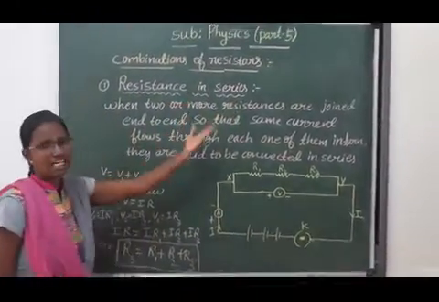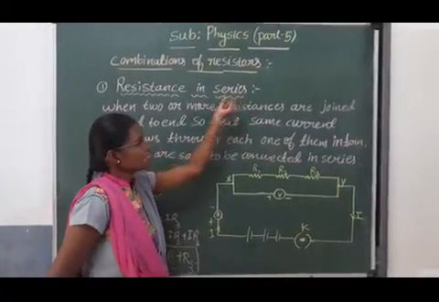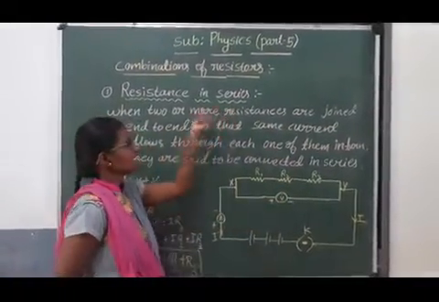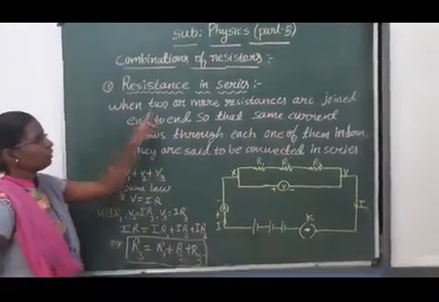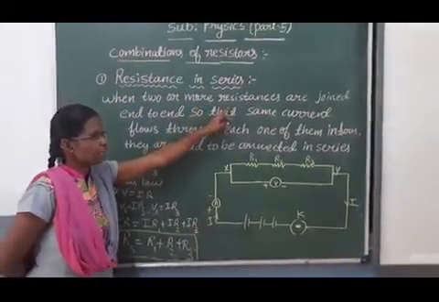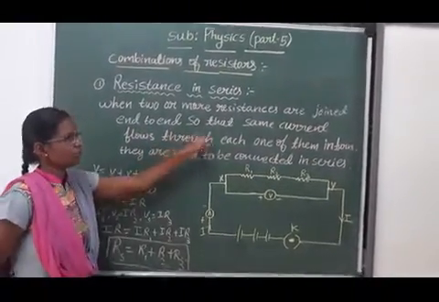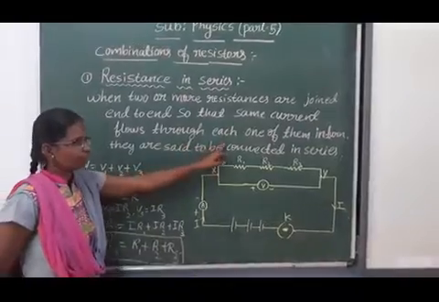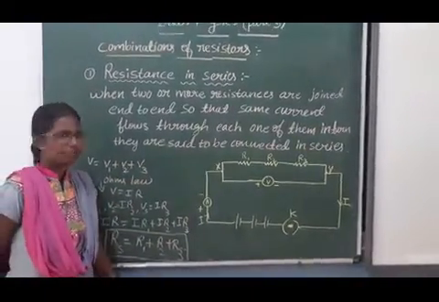So in the previous class we used this word series. So the resistors are connected in series manner. So what is that? Series. Resistance in series. Series is nothing but when two or more resistors are joined end to end, so that the same current flows through each one of them in turn, they are said to be connected in series.